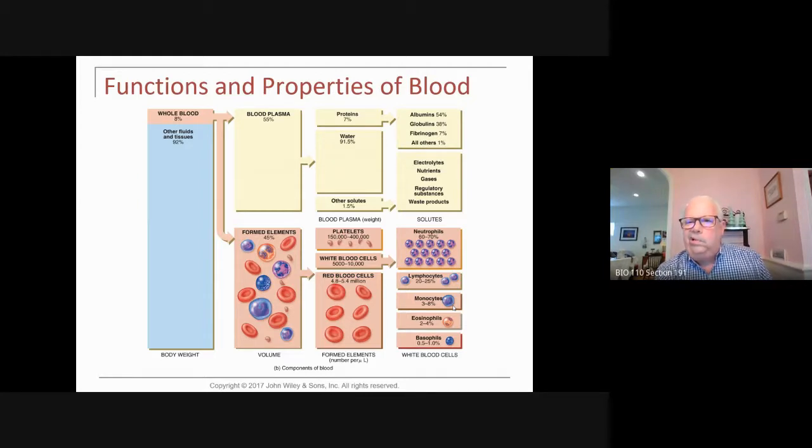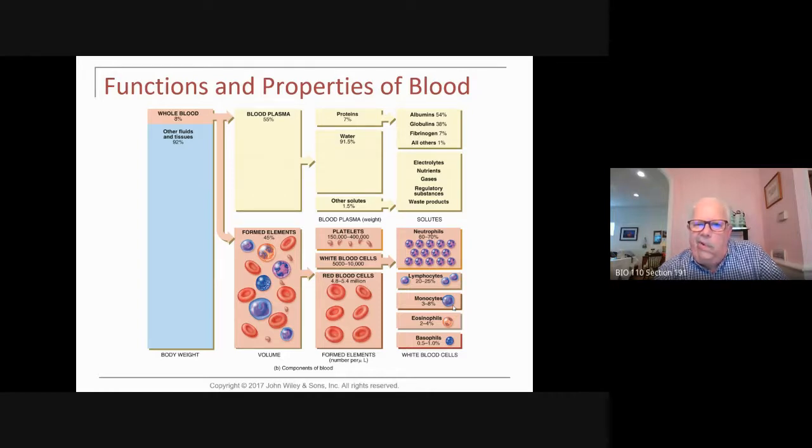Fibrinogen. Fibrinogen is the third most common protein in your plasma, and fibrinogen is important in clotting. How do you stop from bleeding? You add the protein fibrinogen. Without it, you have problems bleeding. So, albumin, globulin, and fibrinogen. And plasma also has other things in it. It has electrolytes, nutrients, gases. We'll talk about all of those things.